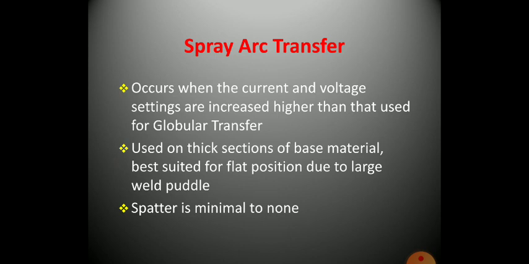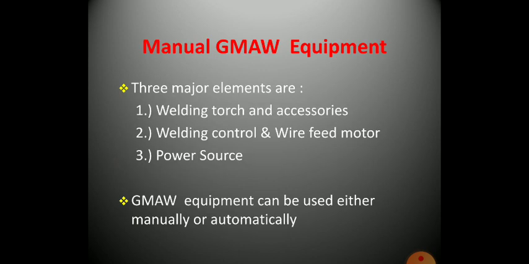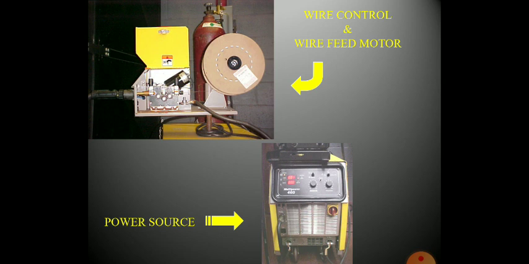These are the equipment we discussed: the torch, accessories, control, wire feed, and power supply. Let's take a look at how the wire feeder is arranged. As you can see, the combination of feeder rollers drives the wire, the electrode, in continuous feeding, and the power source is below it.